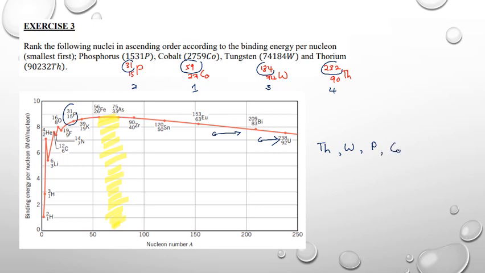Remember, the one with the larger value is the more stable one. So since cobalt is the most stable, it has the largest value. So from smallest to largest, you start off from thorium and go until cobalt. So that is the answer for question 3.